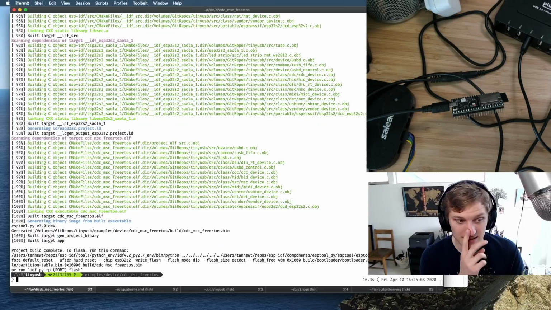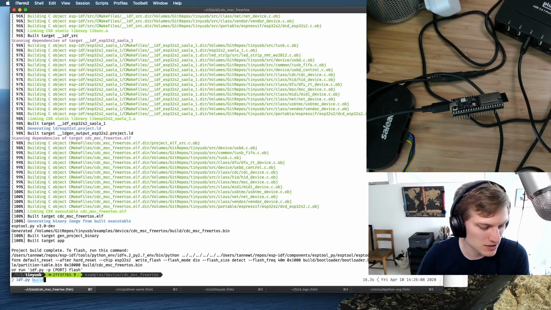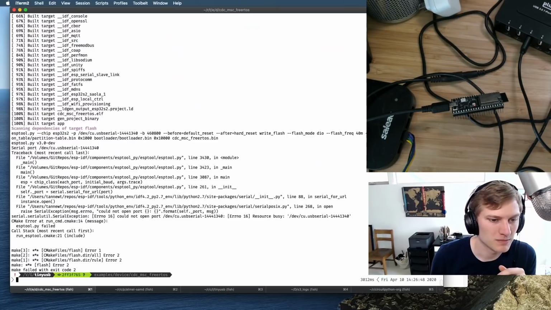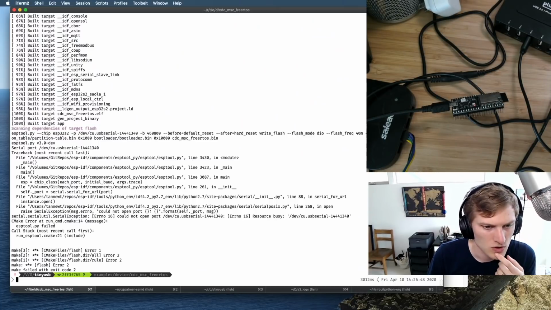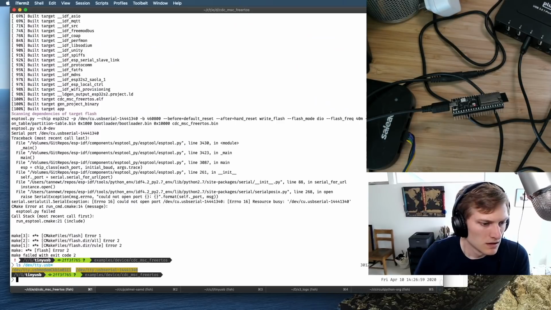So let's see. This looks like it worked. And we should be able to flash. So I wonder what happens if we just type flash. Building, building, building. And it was unhappy. Resource busy. Okay, so let's see. My keyboard and another USB serial.